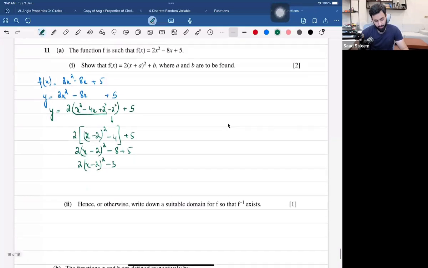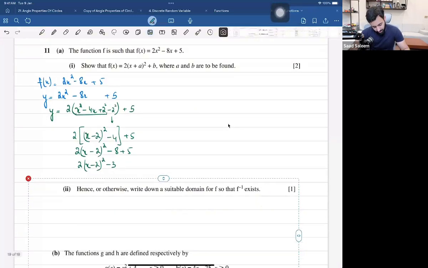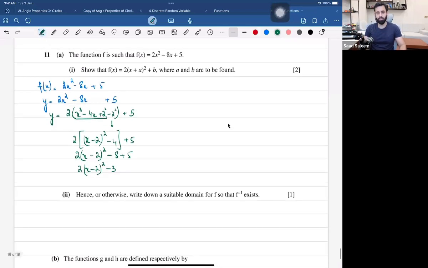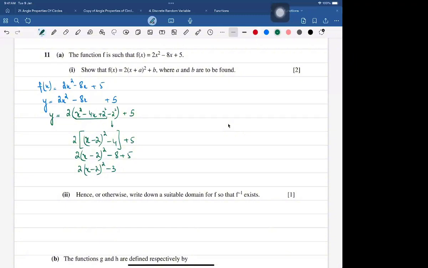Now, part 2. Hence or otherwise, write a suitable domain for f so that f inverse exists. You'll find questions like these very common. There's a standard way to answer questions like these. See if you guys can answer them. What should be the domain of the function above so that the inverse exists? And let me tell you, there is more than one answer to it. Think about it.